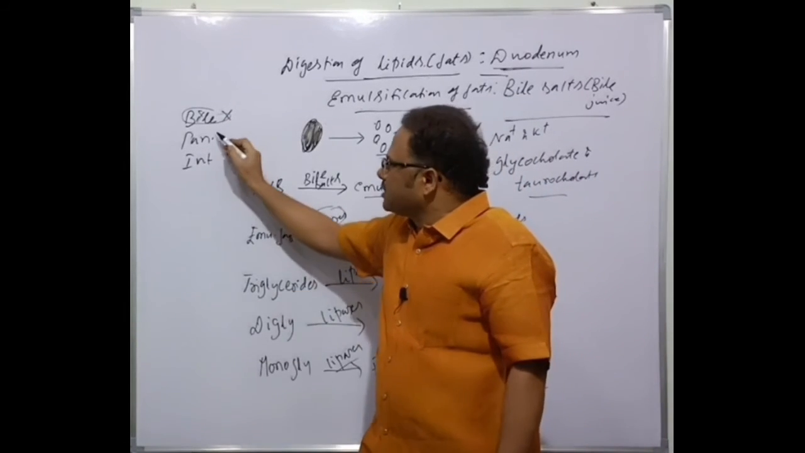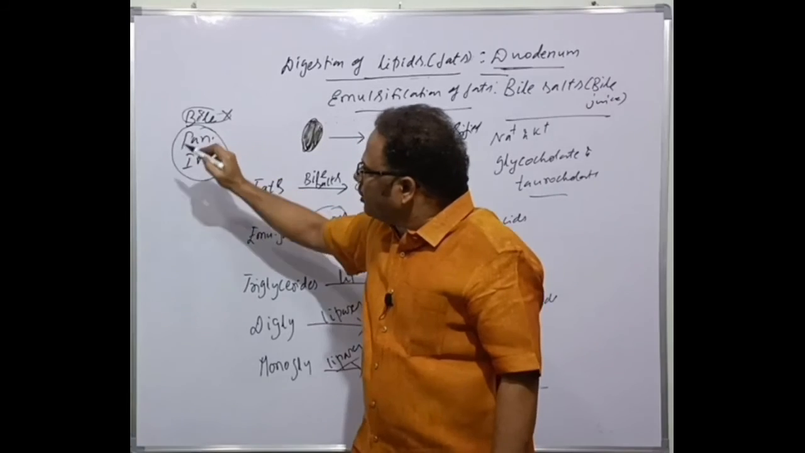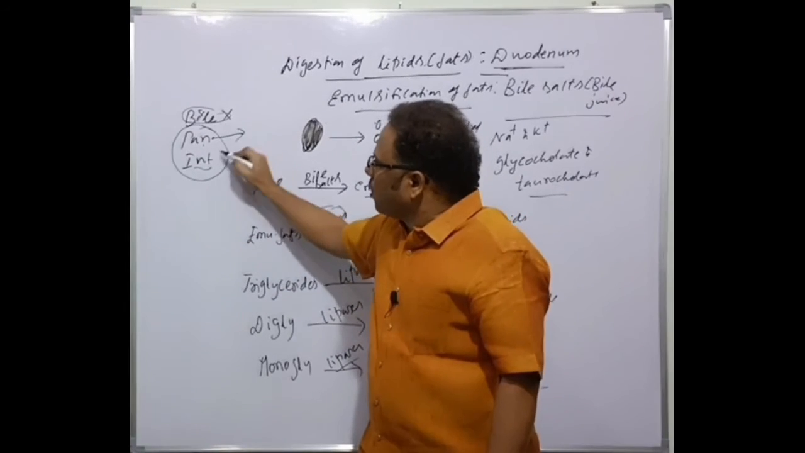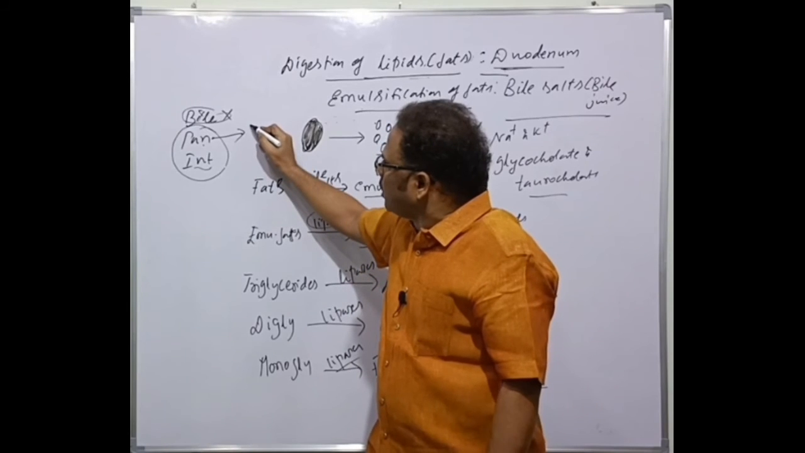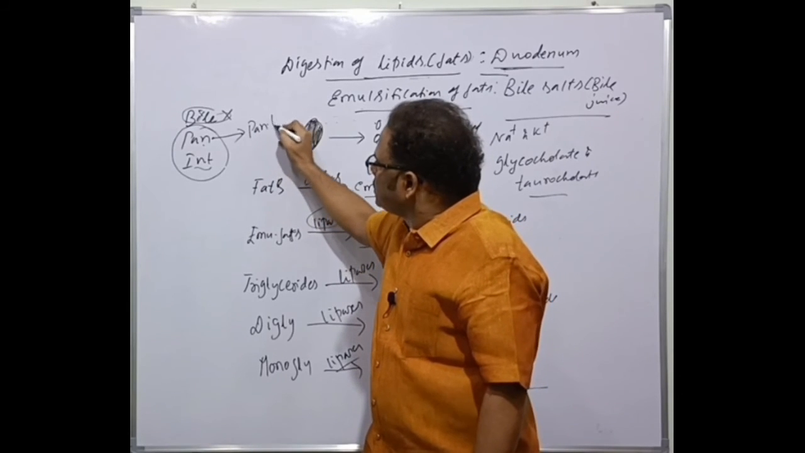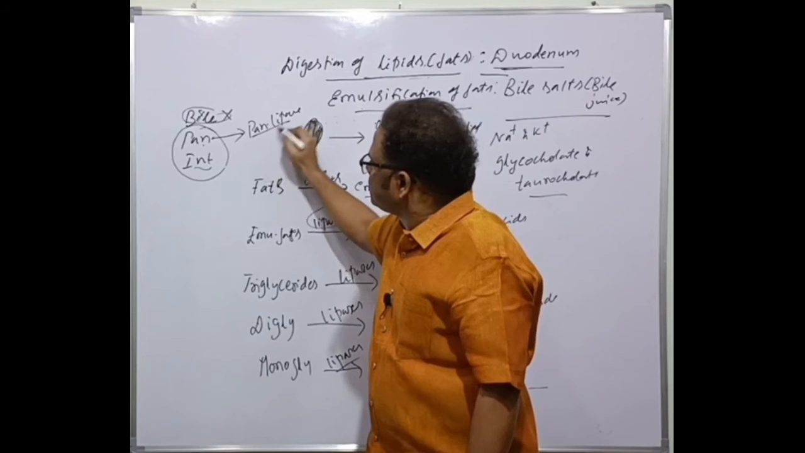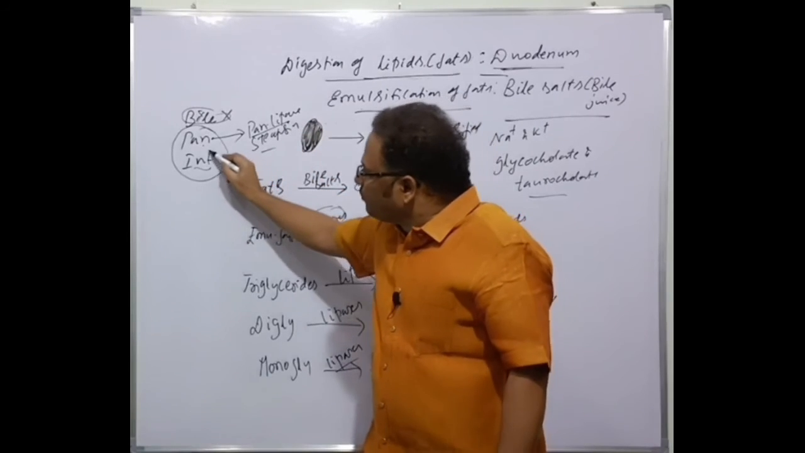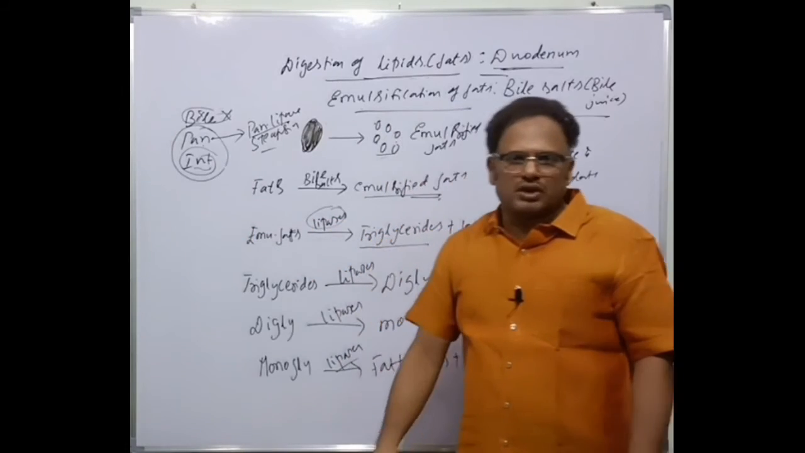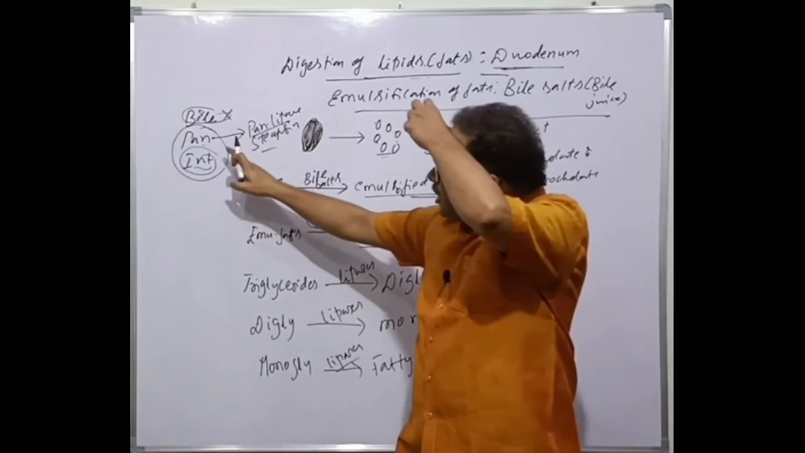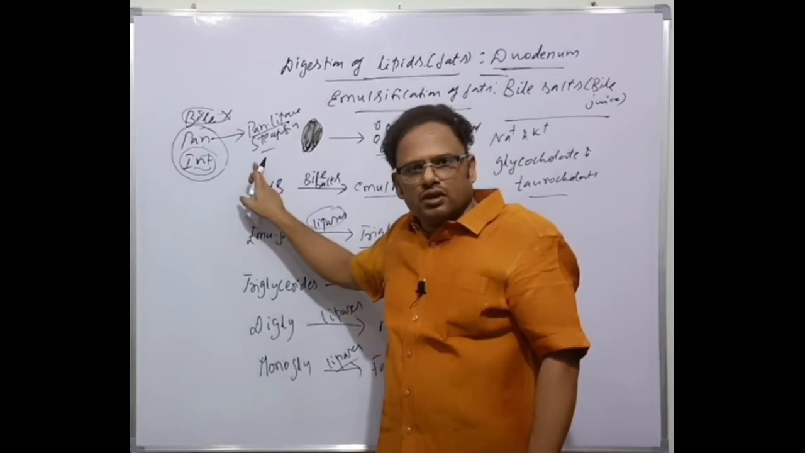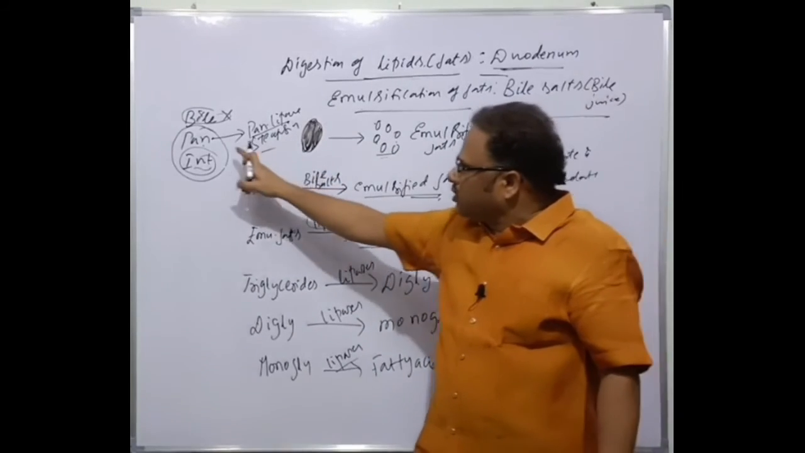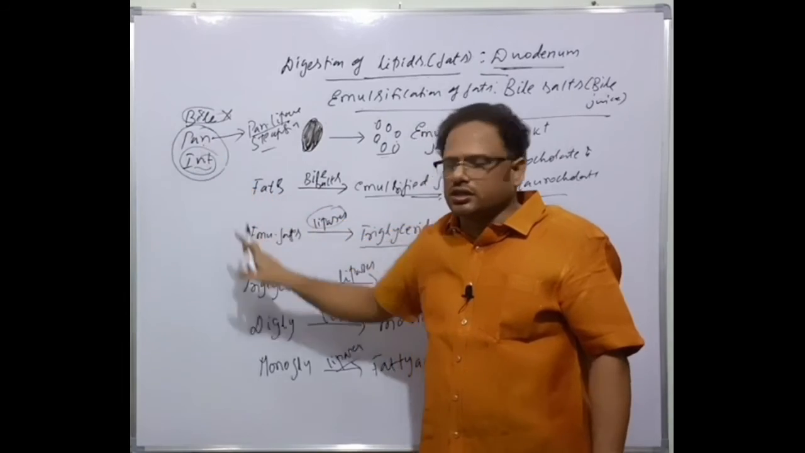The lipases are present in the pancreatic juice as well as the intestinal juice. The lipase of the pancreatic juice is called pancreatic lipase or steapsin. A weak intestinal lipase is also present, but the pancreatic lipase is very strong.